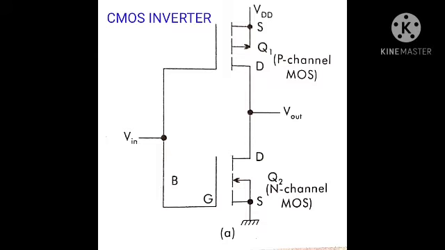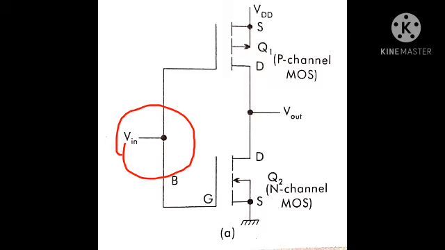This is a CMOS inverter circuit. Let us try to understand its working principle briefly. As you can see here, Vin, that is the input voltage, is common to the gate inputs of both the transistors. The upper one is the P channel MOSFET and the lower one is the N channel MOSFET.